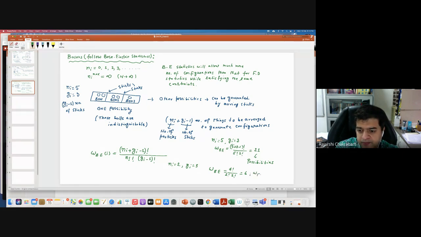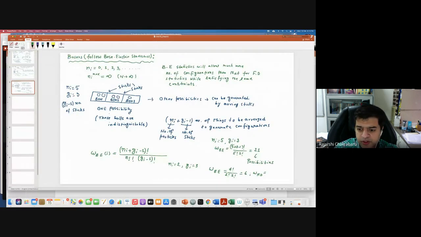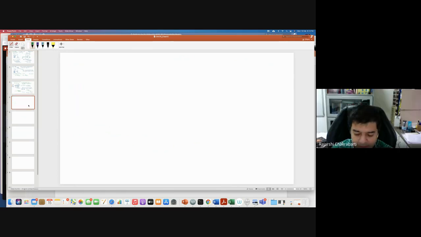But with the same number of particles and gi, what is the value for Fermi-Dirac? You know the Fermi-Dirac distribution, which is gi factorial divided by ni factorial, gi minus ni factorial. So gi is 3, 3 factorial divided by ni factorial, and then you have gi minus ni, which is 1, factorial. What is this answer? It is 3, which is less than Bose-Einstein. Is that clear?